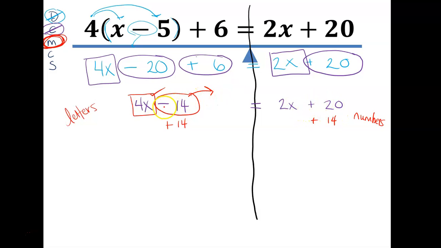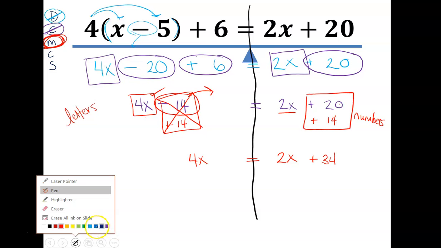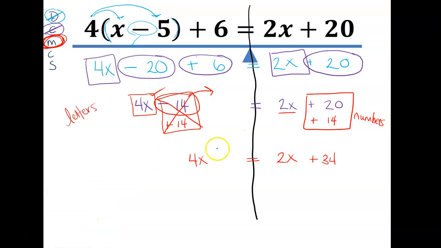So over here, I got a minus 14 and a plus 14. So exactly what I wanted to happen happens. They cancel out and give me a 0. So the only thing I'm left with over here is a 4x. That's great news. Over here, let's combine our numbers. 20 and 14 is 34. Positive 34. I'm still left with this 2x sitting over here, so we'll just bring it down. So I did one move. Let's keep looking. Are there any other moves that need to be made?